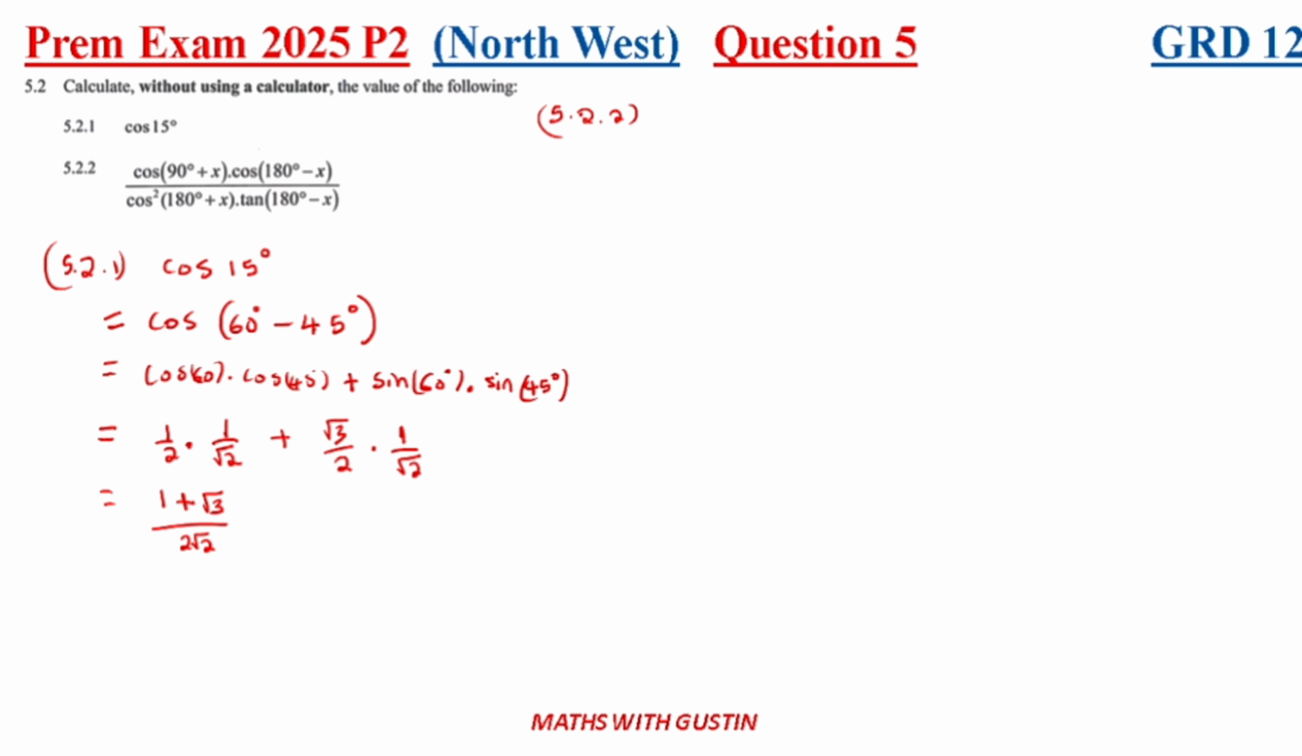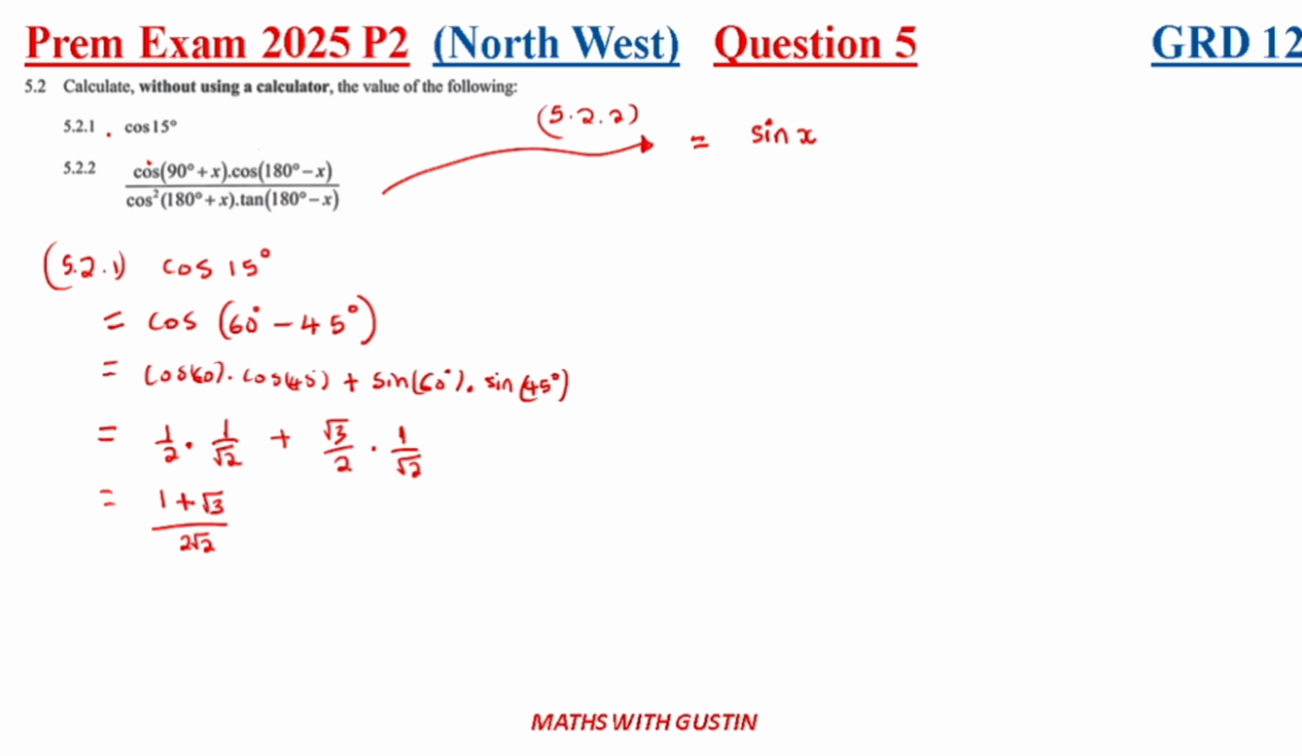5.2.2. Now we have got here, I'm just going to continue from here, right? I'm not going to copy the question as it is. We'll just continue here. Now, cos(90 plus x). Guys, first things first, because it's a 90 plus or 90 minus, the ratio, which is cos, will change to become sine x. But you need to decide whether it's negative or positive.